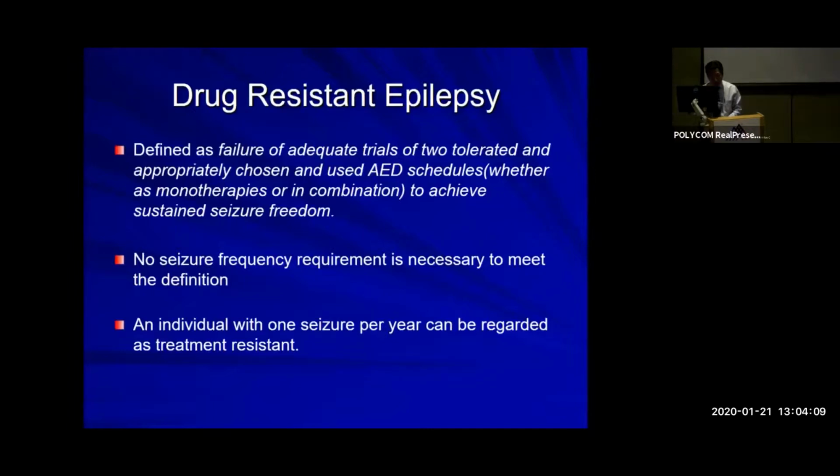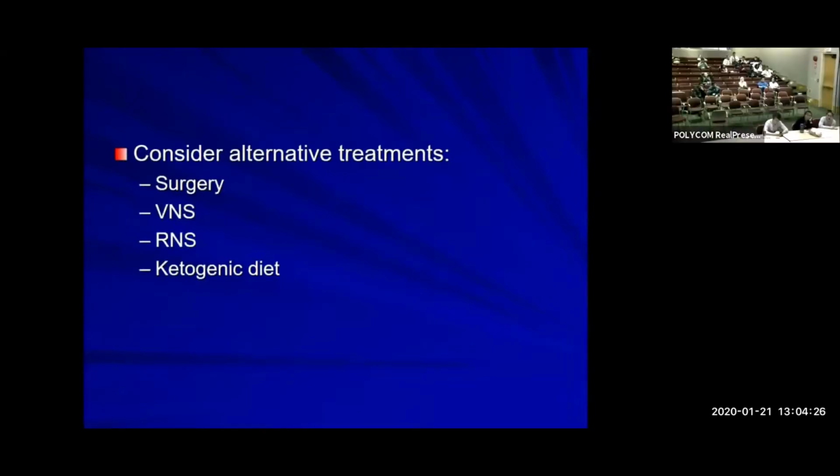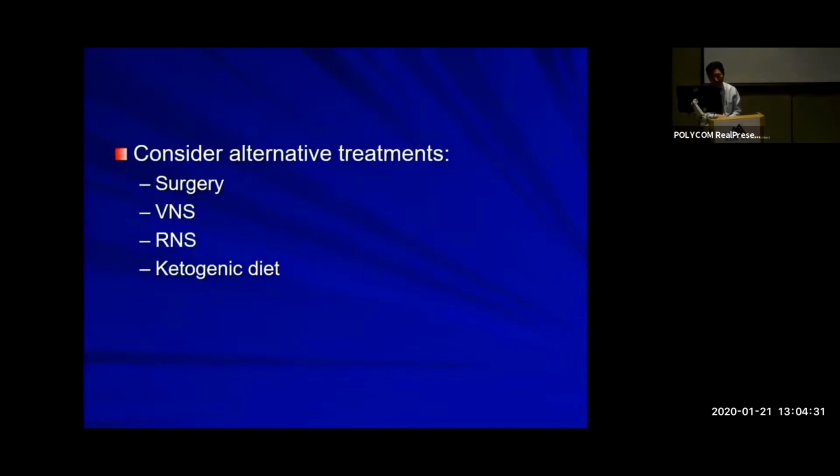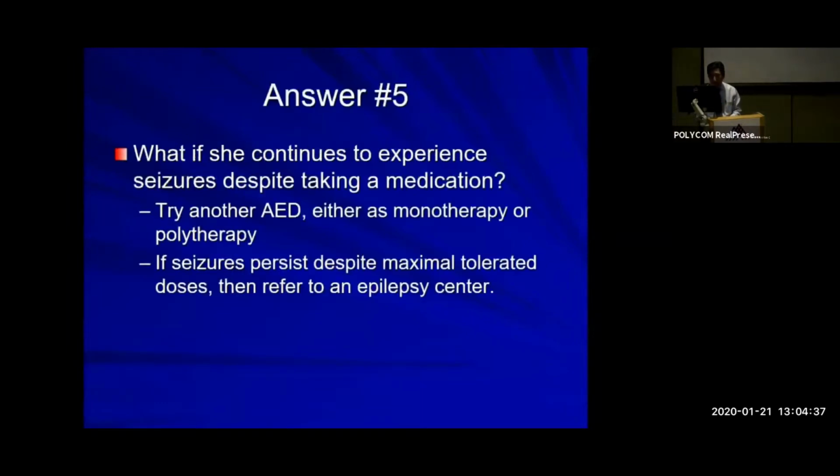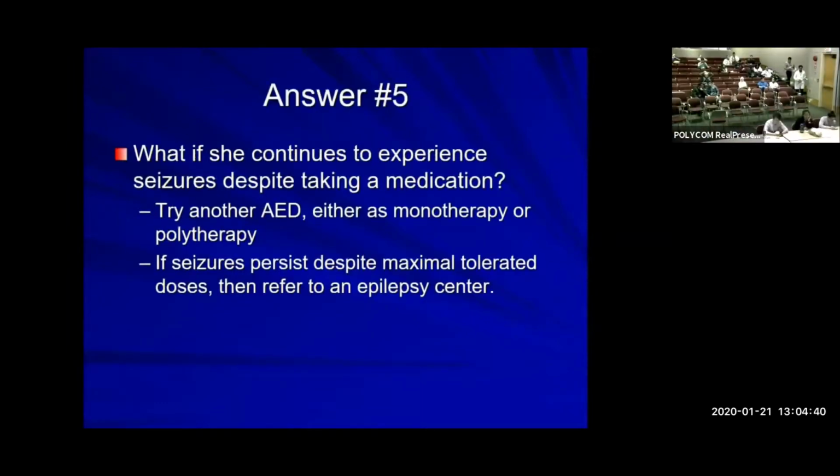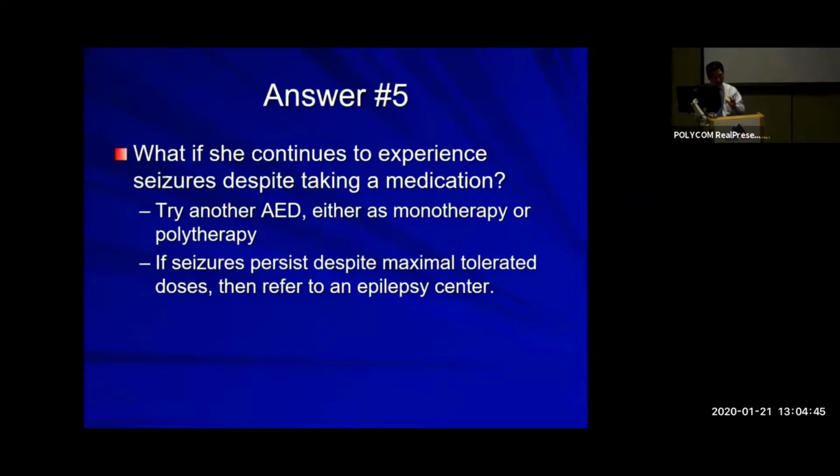and at that point you have to think about other treatment options. There's no time frame or frequency that's required to make the diagnosis of drug-resistant epilepsy. For some patients, 1 seizure a year is too many. Other patients have seizures every other day. So it depends. But if they fail medication, if they have drug-resistant epilepsy, then you have to think about epilepsy surgery, vagal nerve stimulation, responsive nerve stimulation, ketogenic diet, and so on. And if you're on medicine and still having seizures, then you should try another medicine, as monotherapy or polytherapy. And if it persists, at that point I would send the patient to an epilepsy center to be taken care of.